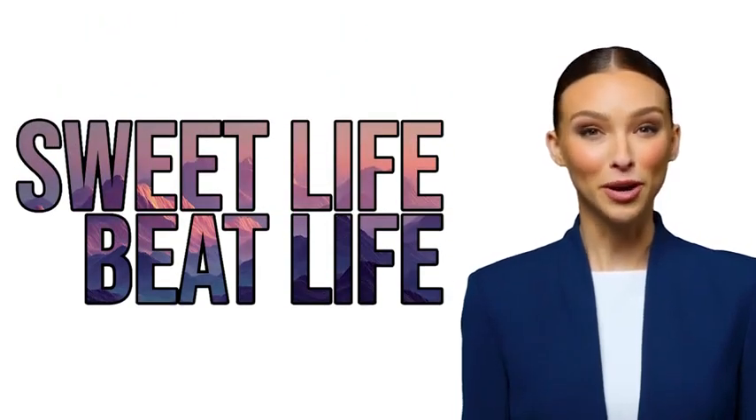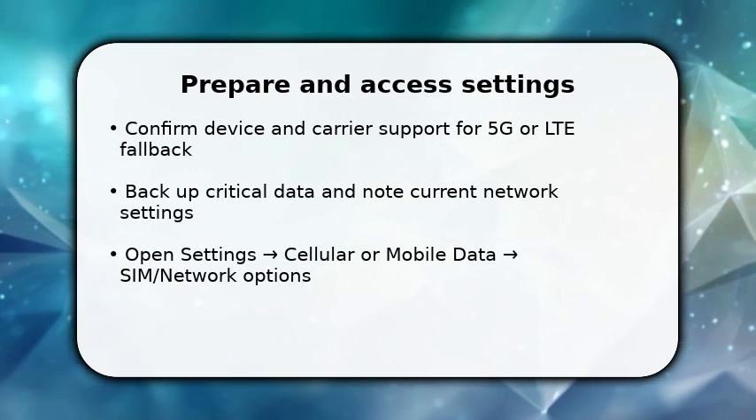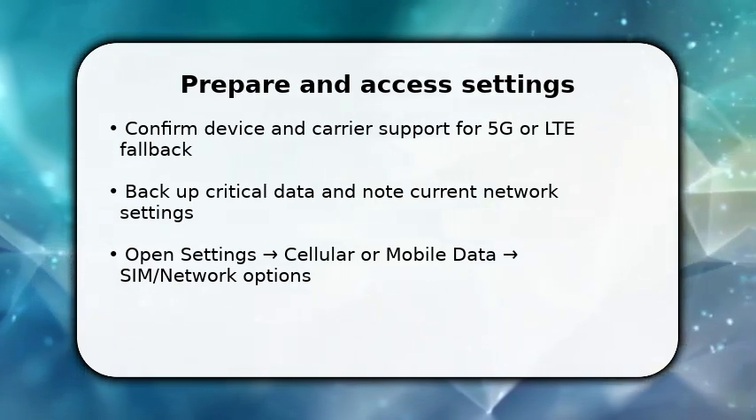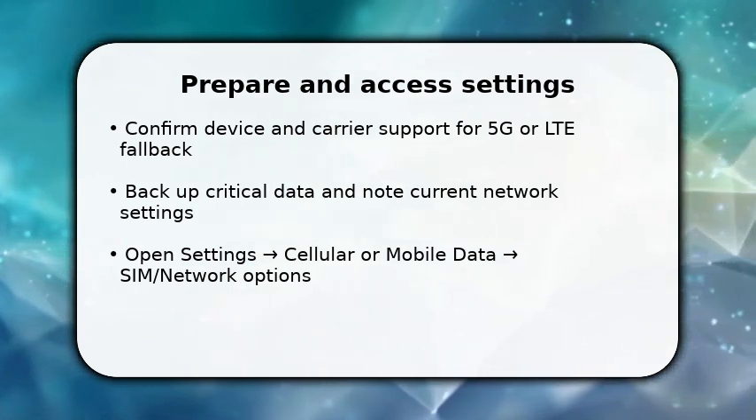We hope this video helps. You start by confirming your phone and carrier allows switching away from 5G. This matters because some carriers lock bands. Once done, backup contacts and any network profiles and open settings.